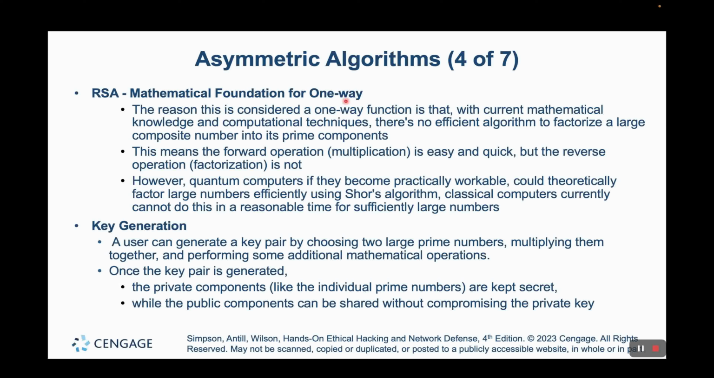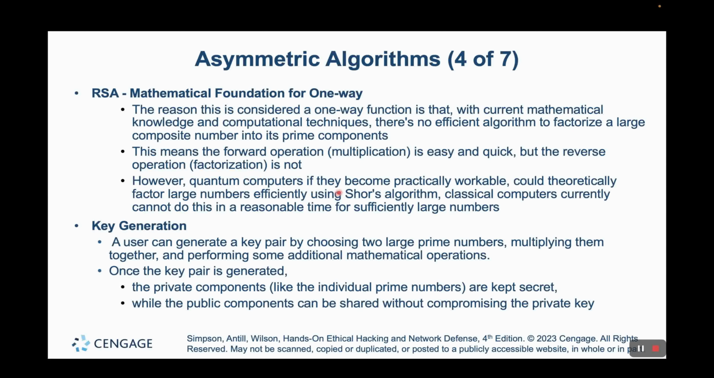RSA is the mathematical foundation for a one-way function. The reason it is considered a one-way function is that the current mathematical knowledge and the power of computers are not enough, and we don't have a sufficient algorithm to factorize a large composite number into its prime components. This means that the forward operation, the multiplication, is easy and quick, but the reverse operation, factorization, is not.